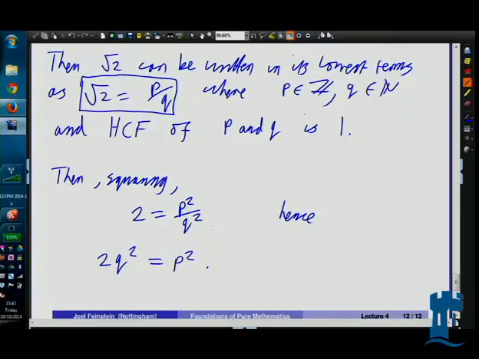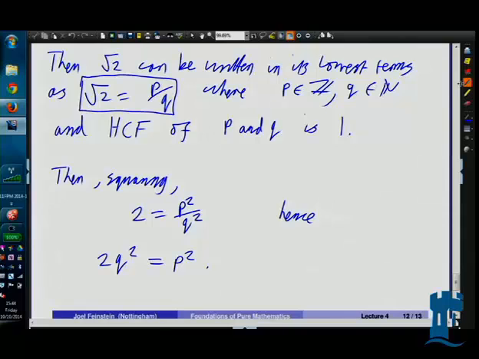Right. Well, 2q squared is p squared. These are integers. Make sure you don't start talking about rational numbers which are even or odd. That would be a bad move. But once we've got integers, we can talk about even and odd. The left-hand side is twice an integer, so the left-hand side is even. So the right-hand side is even.